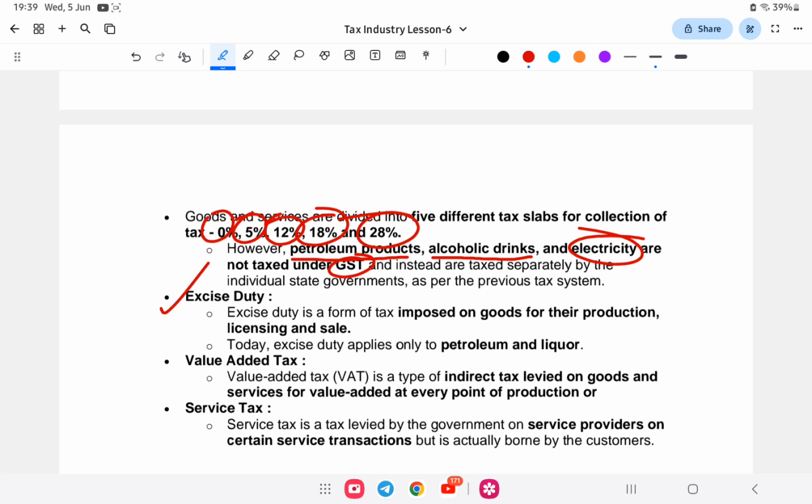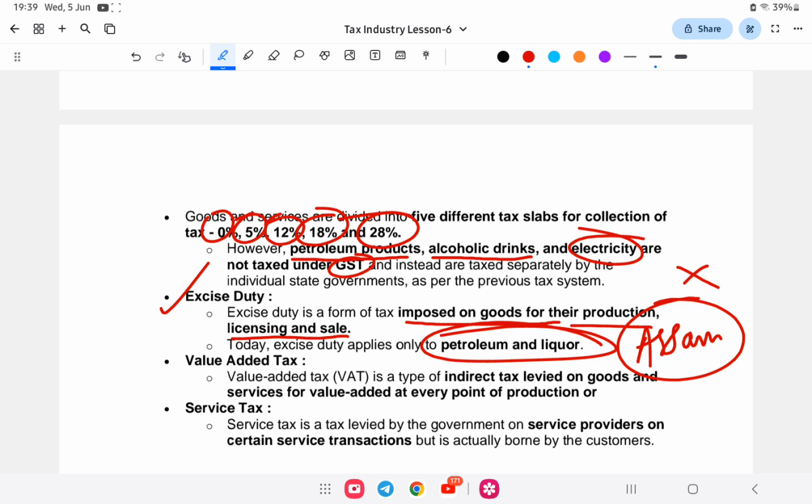Excise means a tax imposed on goods for their production, licensing and sale. Excise tax is applied on petroleum. For example, when you buy petrol in Assam, the excise tax is included in the price. The value added tax was replaced by GST.